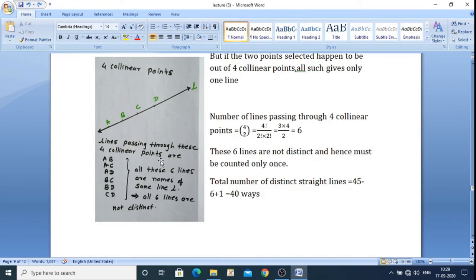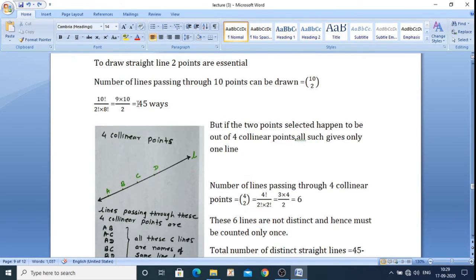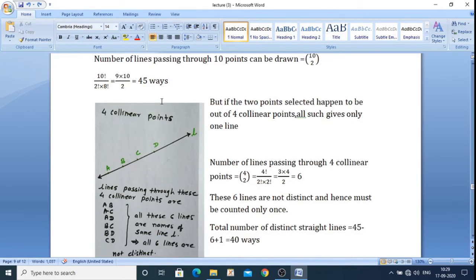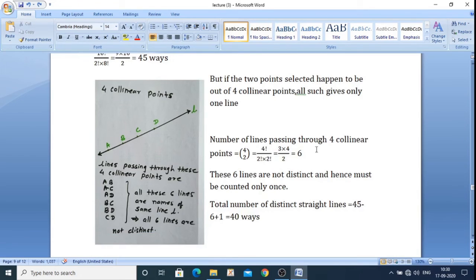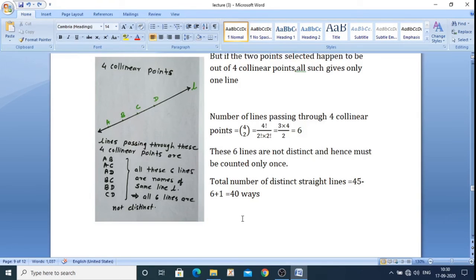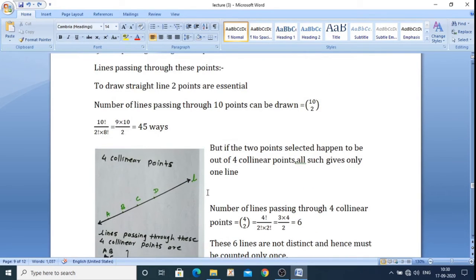See, here we have drawn by figure that all of these 6 lines are nothing but the line L, that is only one line. Therefore, the total number of straight lines: in the above we have 45 lines, but these 45 lines include these 6 lines which are not distinct. That's why 45 minus 6, but it is only one line, and that's why plus 1. So 45 minus 6 plus 1 gives you 40 ways that we can draw the lines from these 10 points, out of which 4 are collinear.